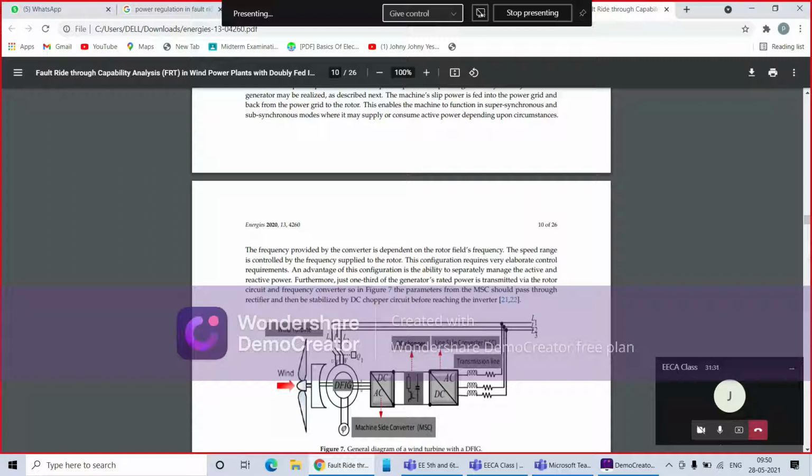Okay, so this enables the machine to function in super synchronous and sub-synchronous mode, where it may supply or consume active power depending on circumstances. So what is super synchronous mode? Super synchronous mode is when your machine is rotating above synchronous speed, and sub-synchronous mode is when your machine is rotating below synchronous speed. When it is rotating above synchronous speed, it is supplying, it is generating power. But when it is rotating in sub-synchronous mode, that means N is smaller than Ns, and in that case it consumes power from the grid.